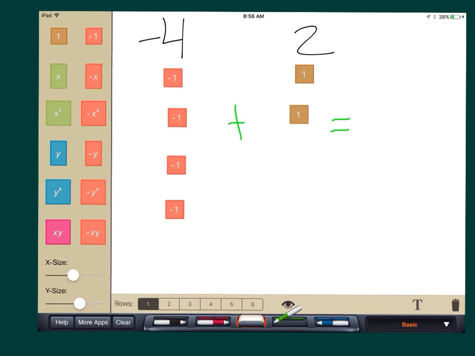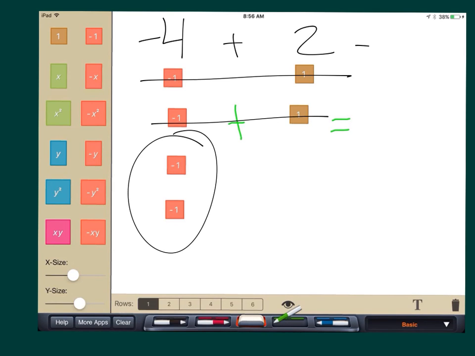And so if I'm now adding negative 4 and positive 2, again, I'm looking for my zero pairs. I want to see which has more. So here's a zero pair, here's a zero pair. Let's cancel those out. And now what I'm left with is negative 2.